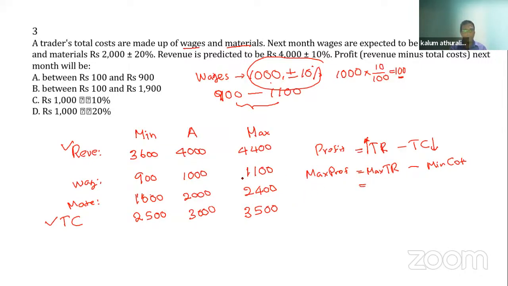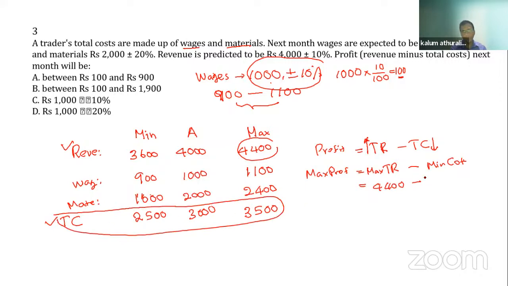Then what is the maximum TR? Maximum TR is 4,400. Minimum cost is this way. This one is the cost TC. Minimum of this is 2,500. Difference between these two is 1,900.